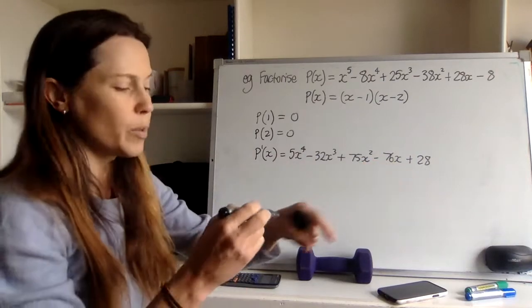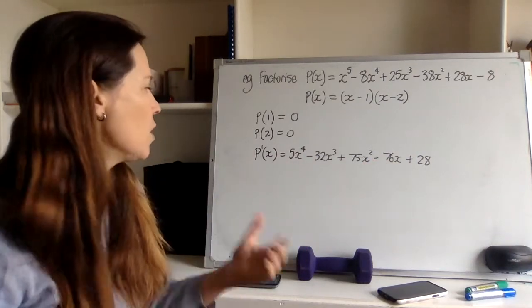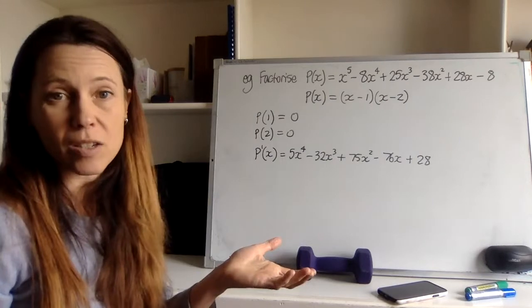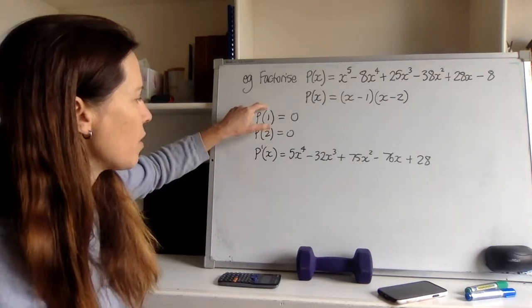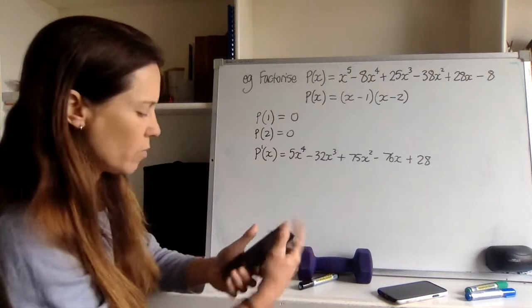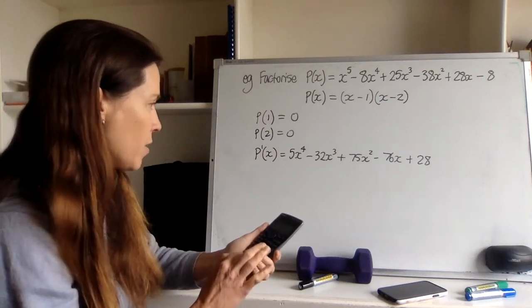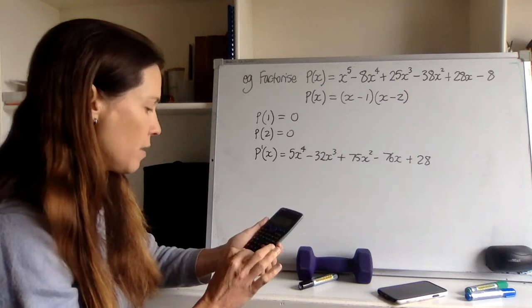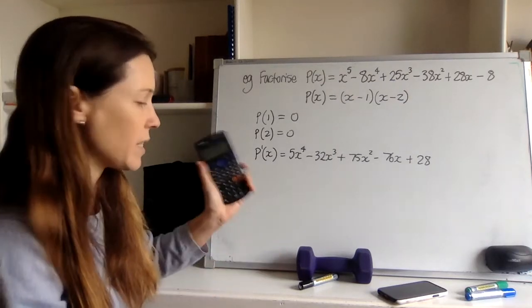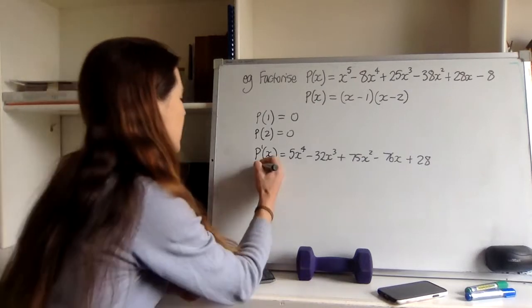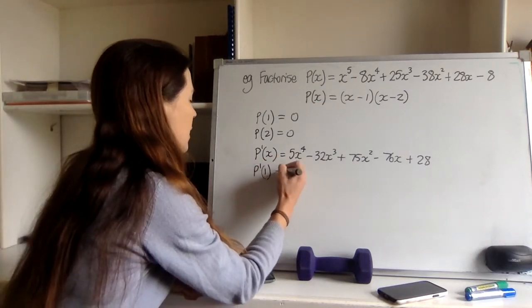Okay, now we've got a couple of choices. We can put that whole thing into our calculator as a string, or we could work quickly and easily just to use our numbers to check. So subbing in 1 here should be quite straightforward. I've got 5 minus 32 plus 75 minus 76 plus 28. Subbing in x equals 1 was easy, and I got 0. So P dash 1 equals 0.